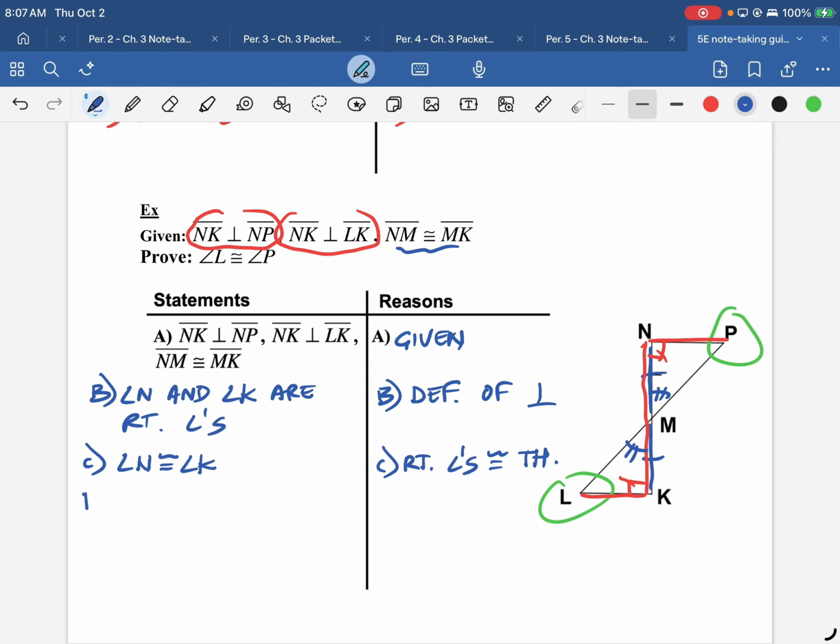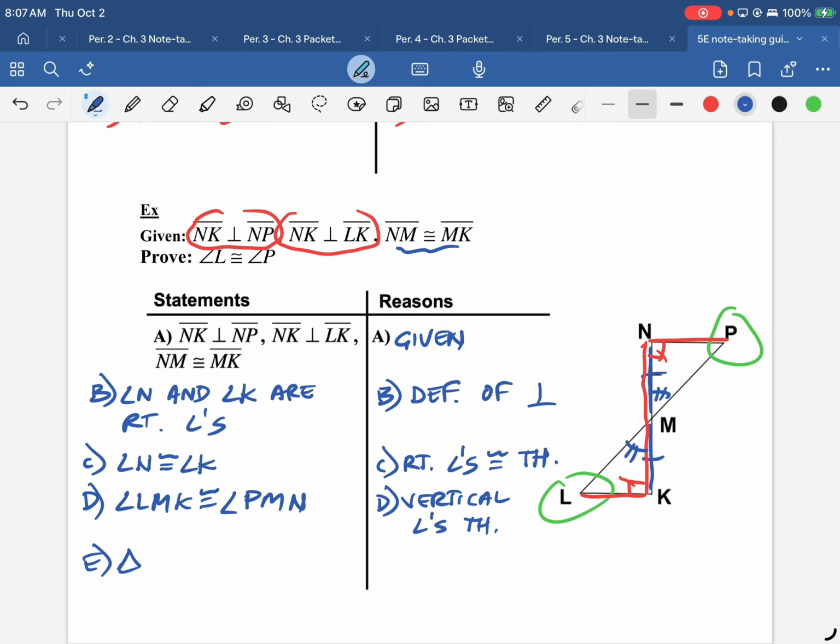So I'll call the one on the bottom angle LMK. And that will be congruent to angle PMN. That's that one from the top triangle. That's the vertical angles theorem. Okay, now I've got enough to show that the triangles are congruent. It would be by ASA this time, two angles and an included side.